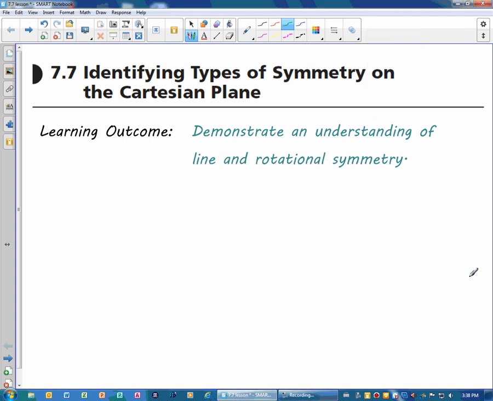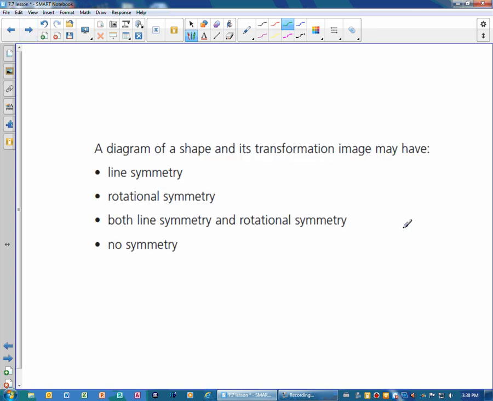Okay, finishing up chapter 7, we're going to talk about identifying types of symmetry on the Cartesian plane. Learning outcome, same as last lesson, to demonstrate an understanding of line and rotational symmetry. So a diagram of a shape and its transformation image may have line symmetry, rotational symmetry, both, or none.